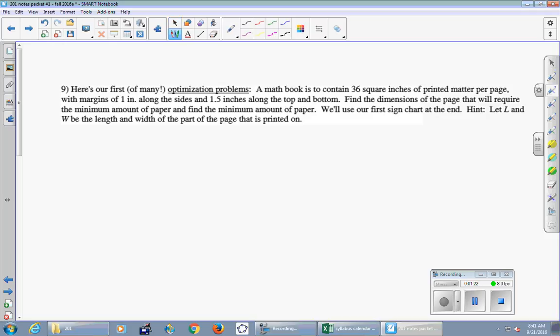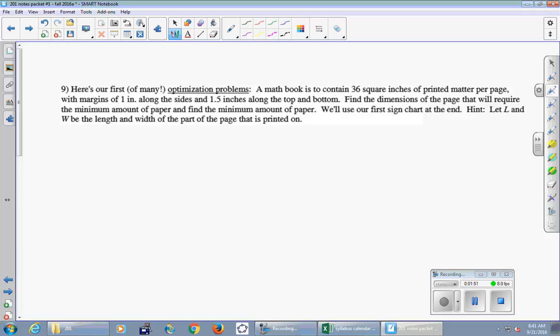Number 9, here's our first of many optimization problems. The key word there is optimization. Optimize means to make as good as possible. So this collection of optimization problems, you're going to see them threaded throughout the course, and the goal for every single one of these optimization problems is to make some function either as big as possible or as small as possible. We're looking for the best or worst, highest or lowest, the optimum, whatever that means.